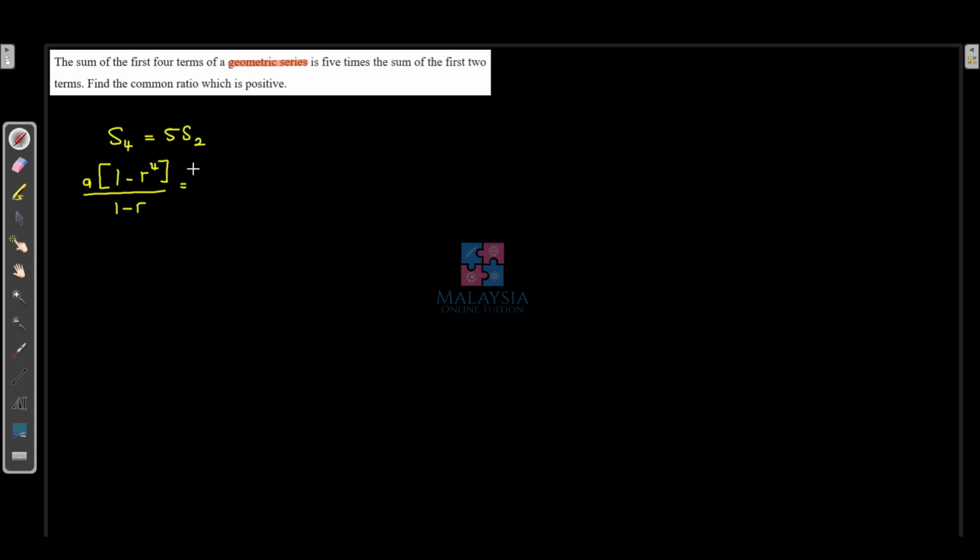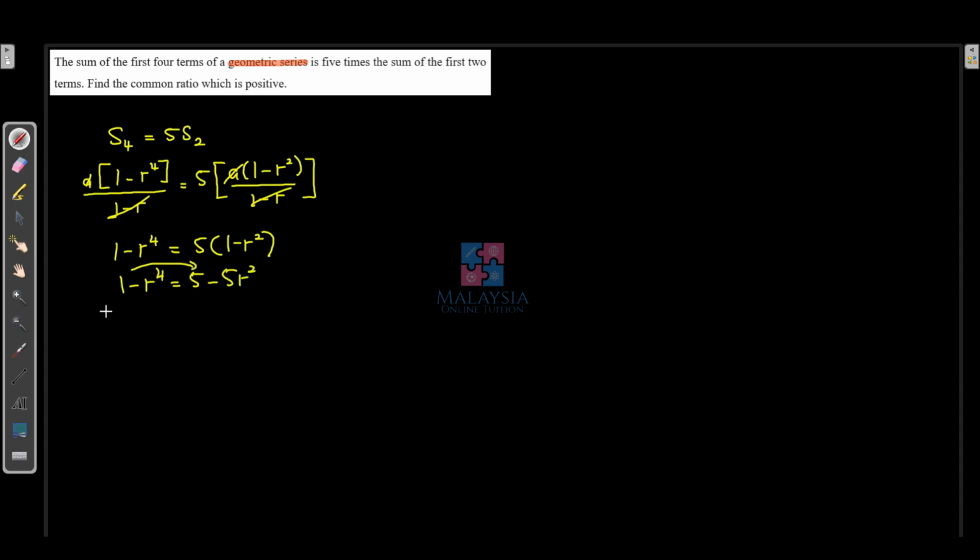You can actually interchange, but why use a different formula, right? So 5, and then we have A, and then we have 1 minus r to the power of 2, okay, r squared, divided by 1 minus r. And then you can straight away cancel the 1 minus r, 1 minus r, you cancel the A, you cancel the A. Done. So you have 1 minus r power of 4 equals 5, open bracket, 1 minus r squared, close bracket. So you have 1 minus r power of 4 equals 5 minus 5r squared. Shift everything to the right hand side because we want the r power of 4 to be a positive value. So 0 equals r power of 4 minus 5r squared, and then minus 4.